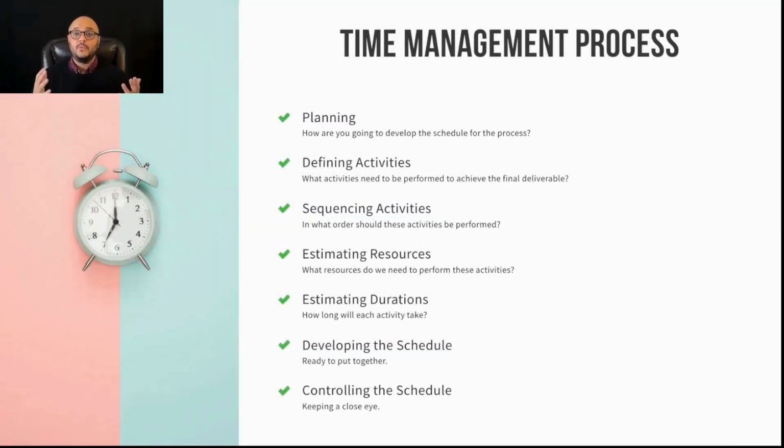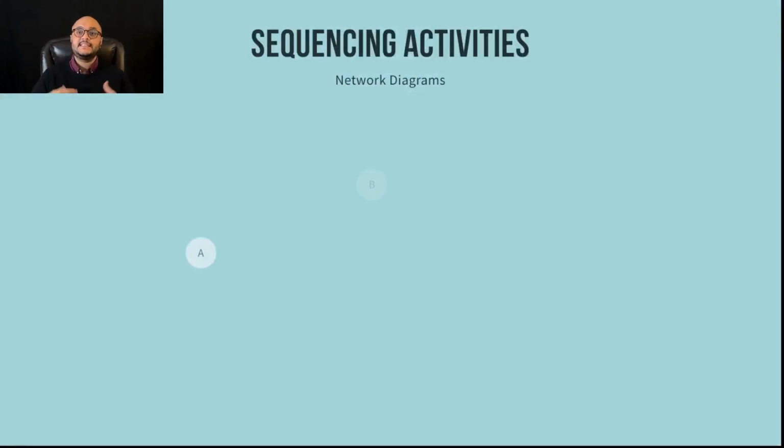Okay, so we broke down scheduling into the time management process, into all these different activities that we need to do to have a proper schedule in place and to then monitor and control that schedule. Now, let's dive a little deeper into scheduling and more specifically, sequencing activities. We touched on this briefly in the last slide. What is the order in which the activities need to be performed?